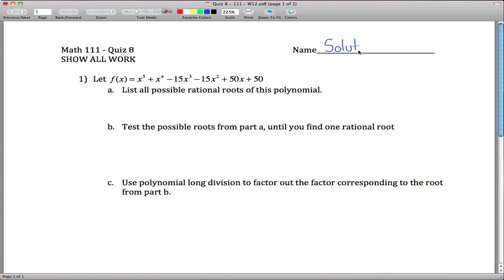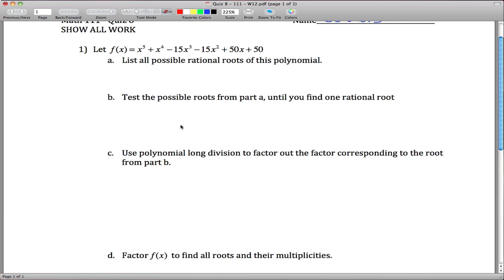Here are solutions to quiz 8 from Math 111.